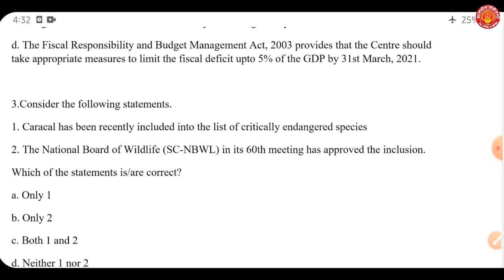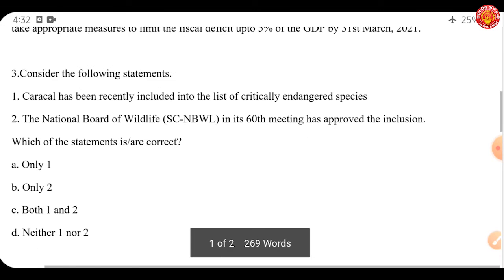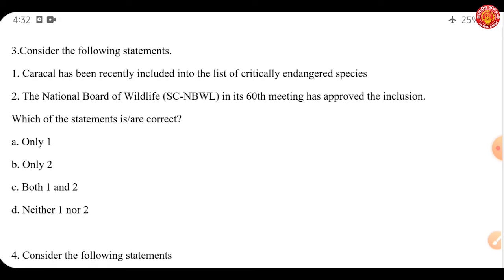Let's move to the next question. Consider the following statements. 1. Caracal has been recently included into the list of critically endangered species. 2. The National Board of Wildlife in its 60th meeting has approved this inclusion. Which of the above statements are correct? A. 1 only, B. 2 only, C. Both 1 and 2, and D. Neither 1 nor 2. Here the answer is C. Both of the statements are correct, and therefore we say the answer is C.